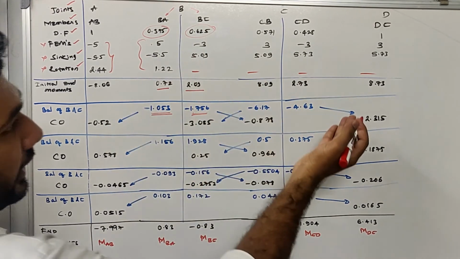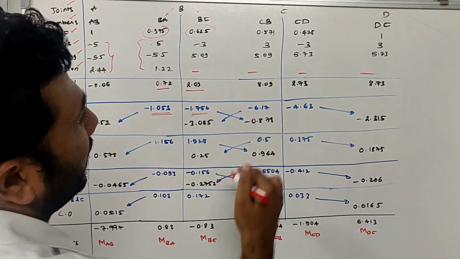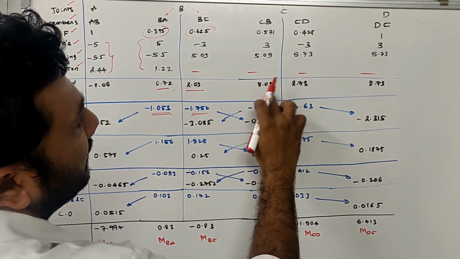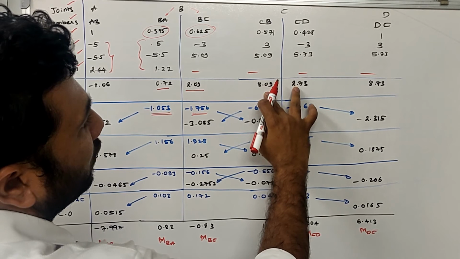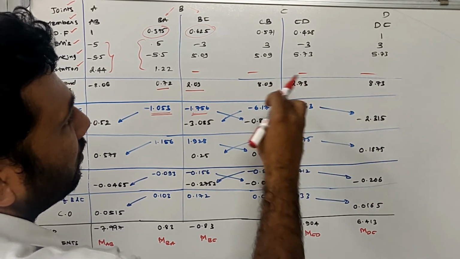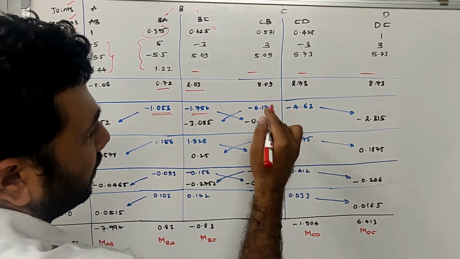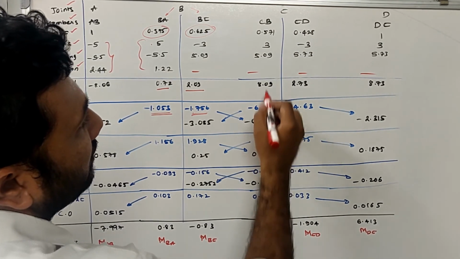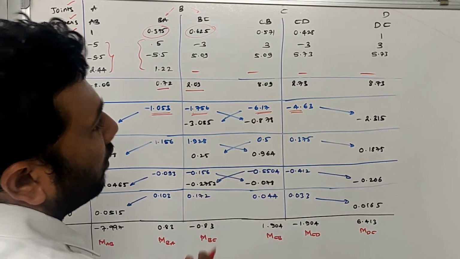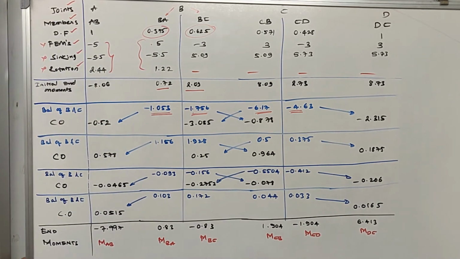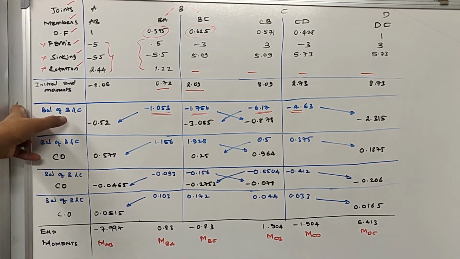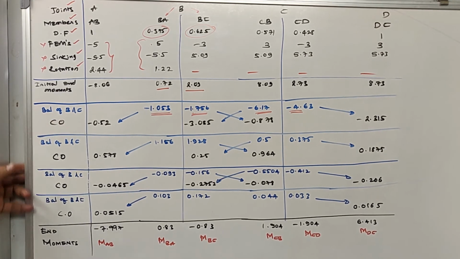Now going to the next joint, which is joint C. At joint C, we will take the sum of the initial end moments, change the sign, multiply by the distribution factor respectively and write down the values. Now we have written the balancing value for CB and the balancing value for CD. Once this is done, we have balanced B and C. After balancing, we need to take the carryover.